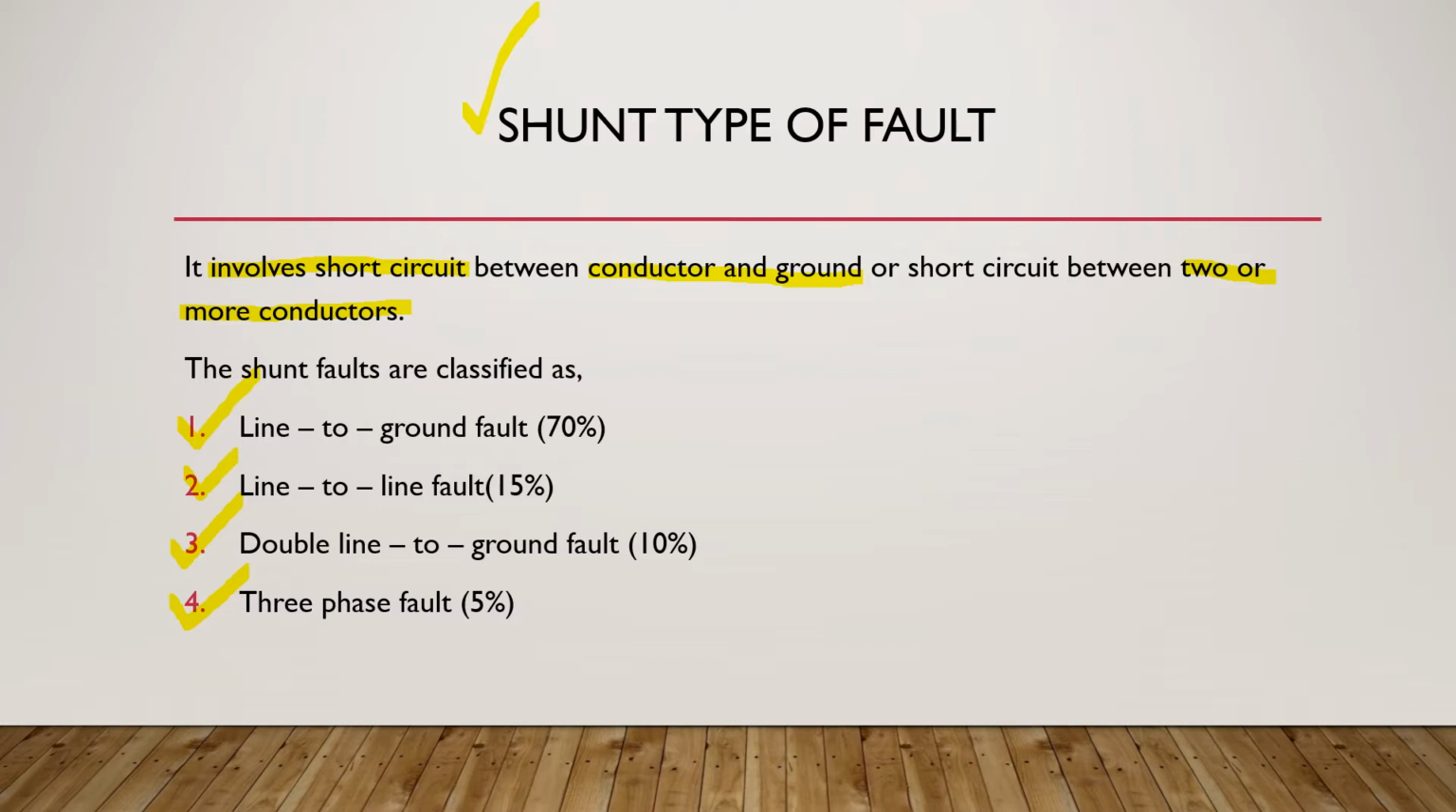You can see the percentages next to each and every fault. They indicate the frequency of occurrence of the fault in the power system. The majority fault is line to ground fault and the rare fault is three-phase fault. Here the three-phase fault can be triple line fault or triple line to ground fault. So this is about the shunt type of fault.